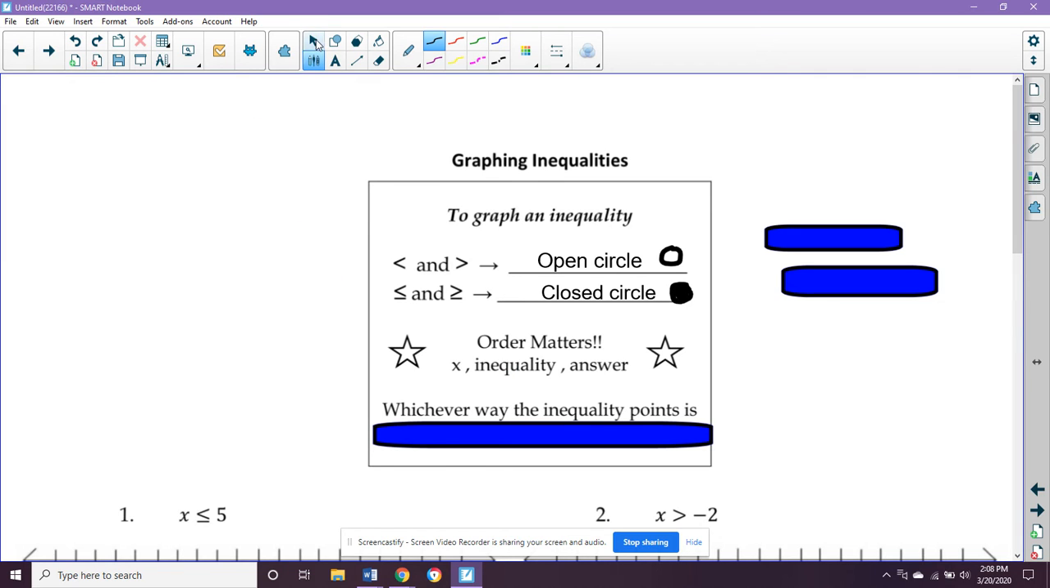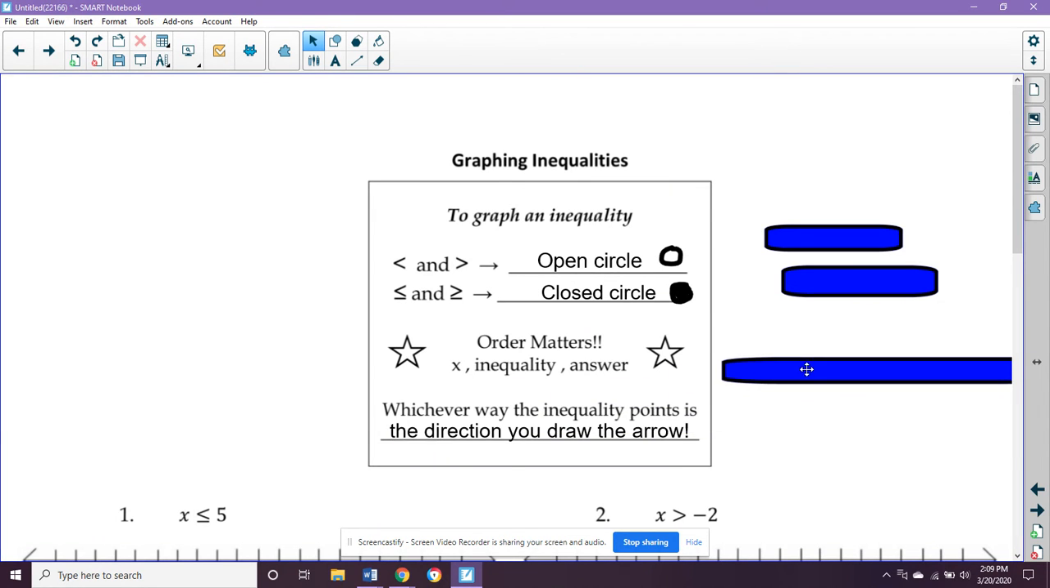So order is very important here. So order matters. So it's always going to have the X, the equality symbol, and then your number, the answer. So if it's in the correct order, whichever way the inequality points is the direction we draw the arrow or the line. So let's look at some problems.